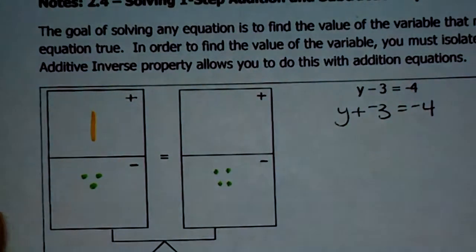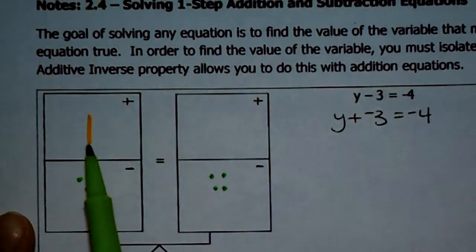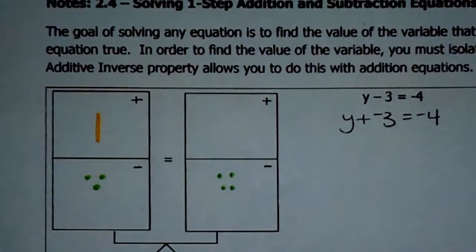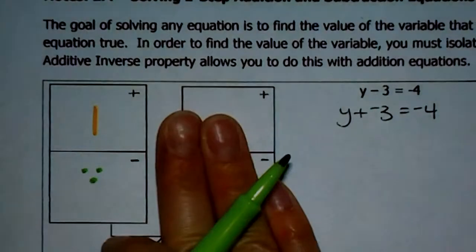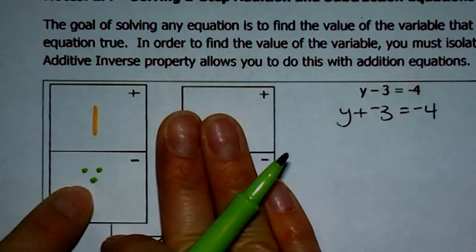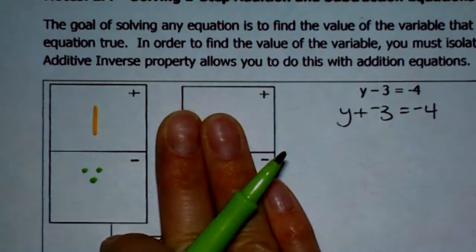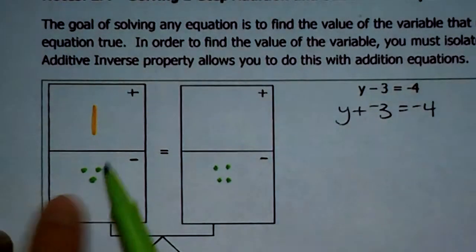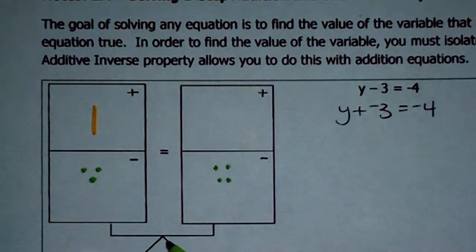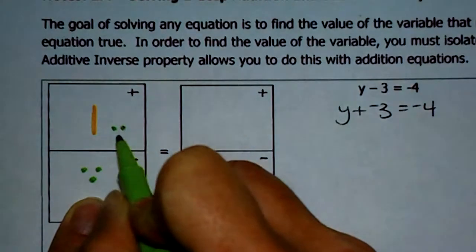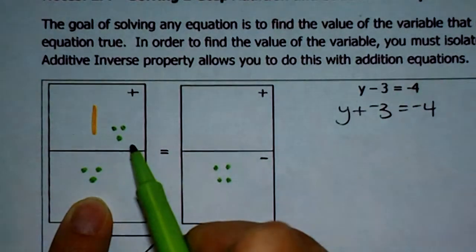Now, our job is to isolate the variable. That means that I want this y all by itself on this side. So tell me, we talked about the additive inverse property being helpful. If I'm on this side of the mat and I want 3 negatives to go away, what can you combine with 3 negatives to cancel them out? 3 positives, right? So if I am on this balanced scale and I want to cancel these 3 negatives out, I can add 3 positive blocks to this side of the mat.